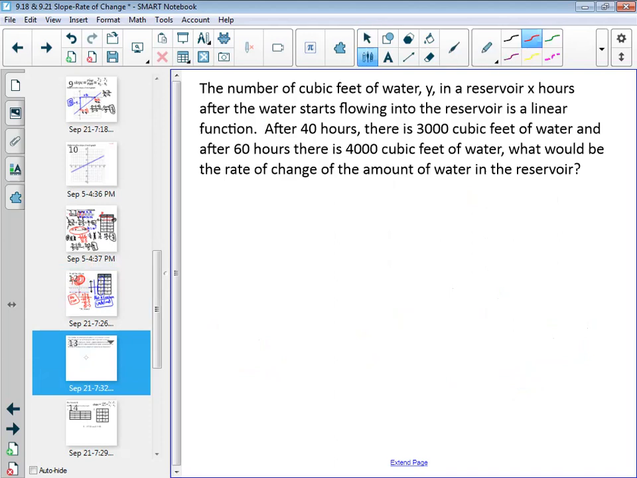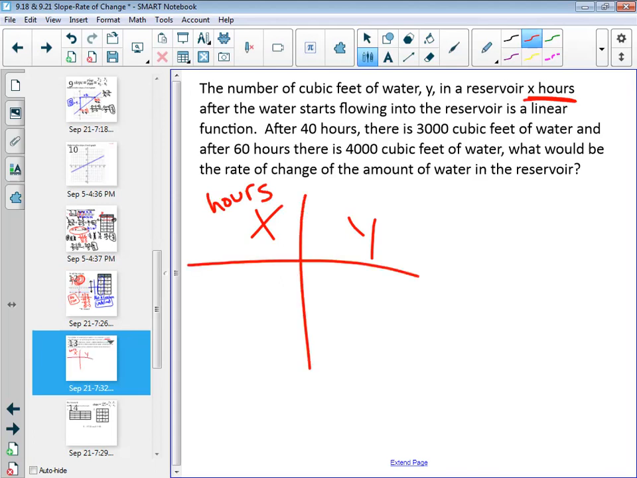So my suggestion, make a table. X, Y. What is my X? They told me my X is hours. Remember when we talked domain and range, we said, go ahead and know from word problems what each of these represent. Y is my cubic feet of water. So my cubic feet of water is my Y.